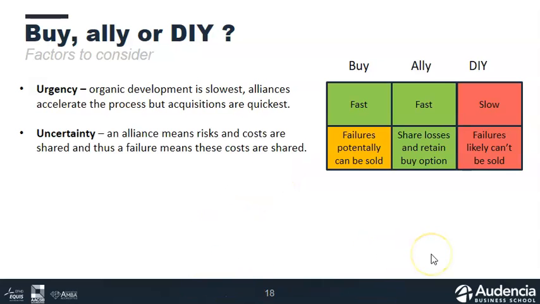Secondly, when things are uncertain, it's often better to choose the alliance route, where there is high uncertainty in terms of markets or technologies. If the uncertainty works out, well, maybe you can put an option in to buy your alliance partner. If things don't work out, well, you share the losses and you call it a day.